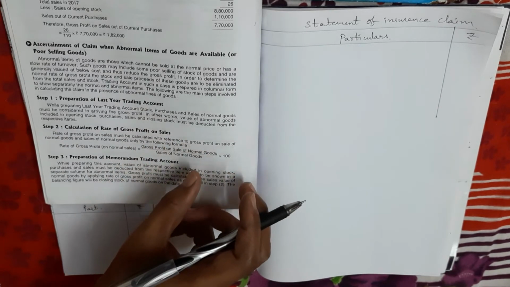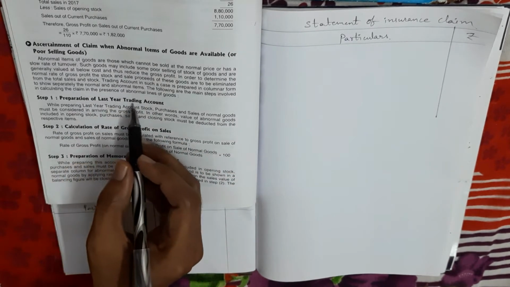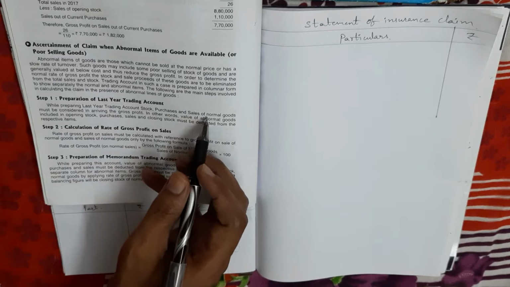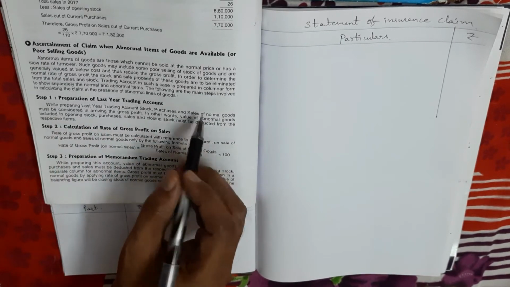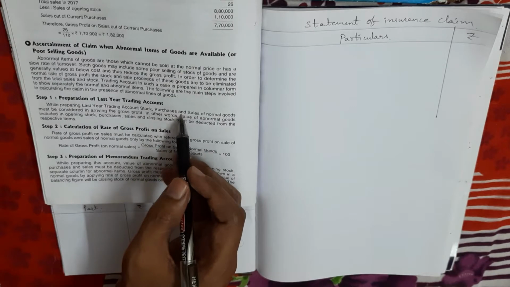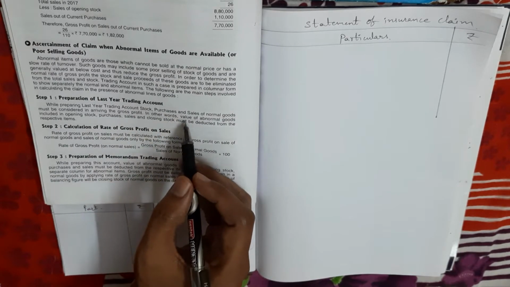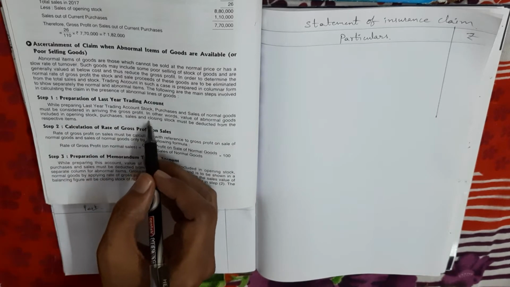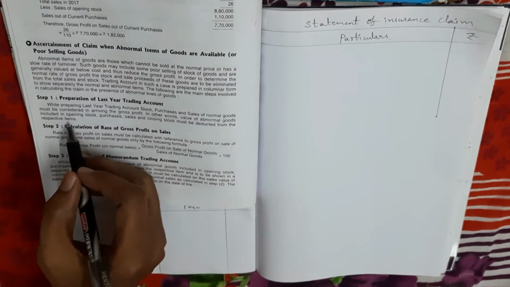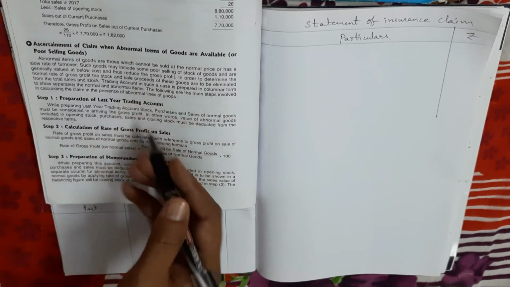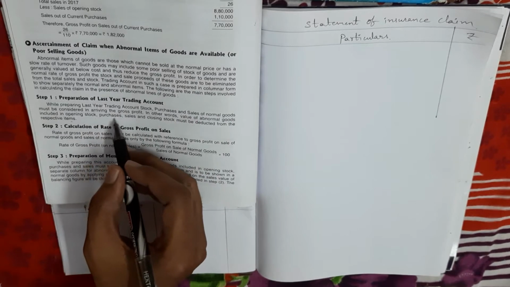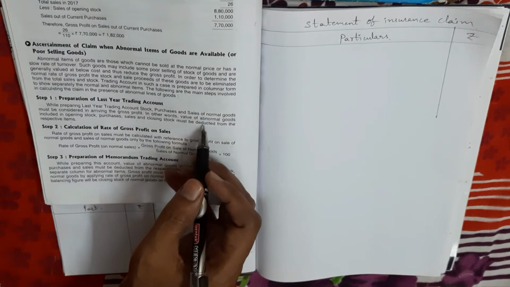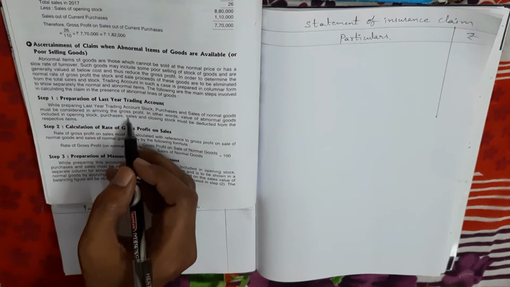Suppose the gross profit ratio is not given, so we prepare the trading account by taking items like stock, purchase, sales of normal goods. Even though abnormal items are given, we take normal goods. In other words, the value of abnormal goods included in opening stock, purchases, sales, and closing stock must be deducted from the respective items. When abnormal goods value is there, that amount we have to deduct from the respective items. It is the first step in trading account.